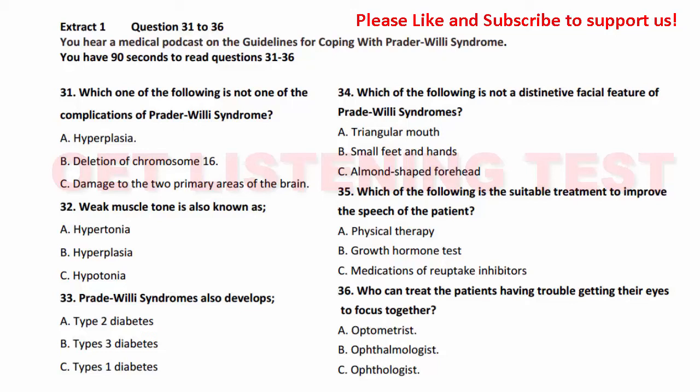Many patients have trouble getting their eyes focused together. Such patients should be referred to a pediatric ophthalmologist. If necessary, an orthopedist will evaluate and treat the curvature of the spine called scoliosis. Sleep disorders are very common in Prader-Willi syndrome patients. Treating a sleep disorder in an early stage would help improve the quality of sleep.